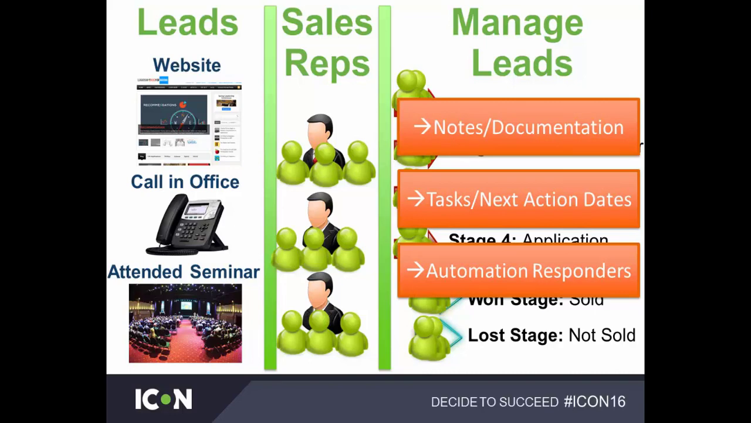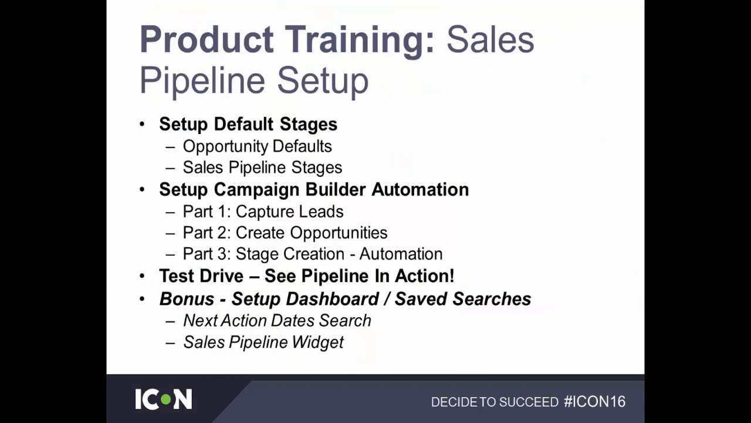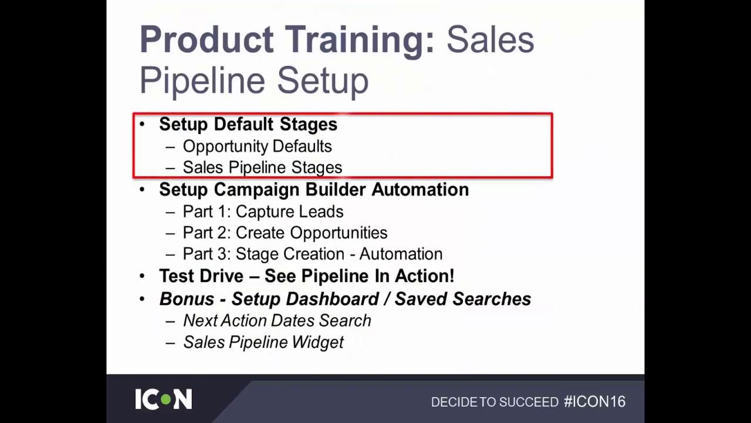You have next action dates, so you know what you have to do next. With automation responders, you can have emails go out automatically if they get into the application process, or reminders. All right, so that's all basic functionality inside of Infusionsoft. So that's what a sales pipeline is. All right, so let's start at the very beginning, setting up our default stages, and we're just going to go down this list as we build our sales pipeline.